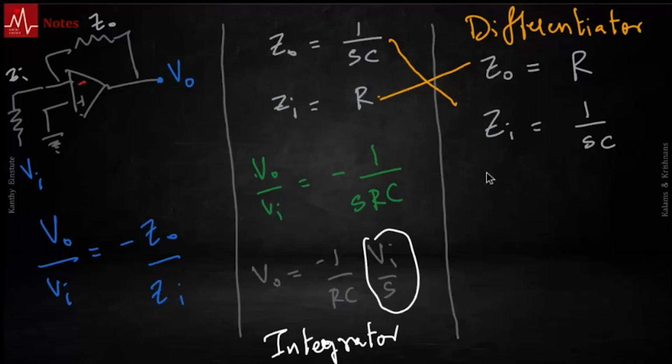What you get in this case is V out by V in equals minus R by 1 by SC, that is SRC. In fact, there are some initial conditions from the Laplace transform. Let's keep the initial conditions slightly out of the current discussion.